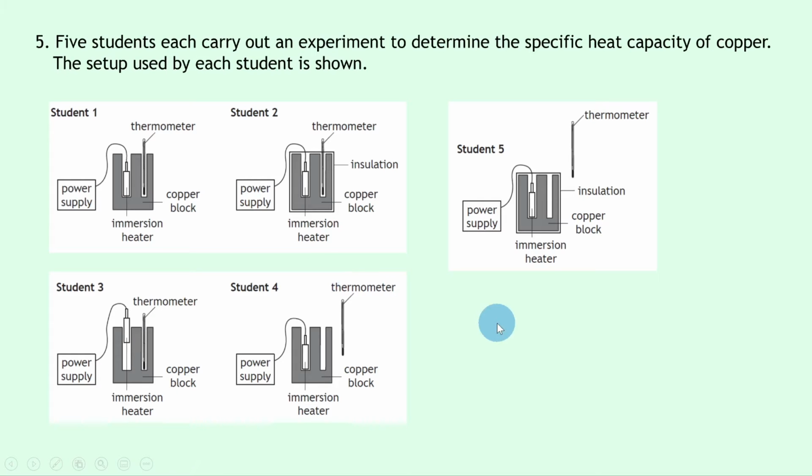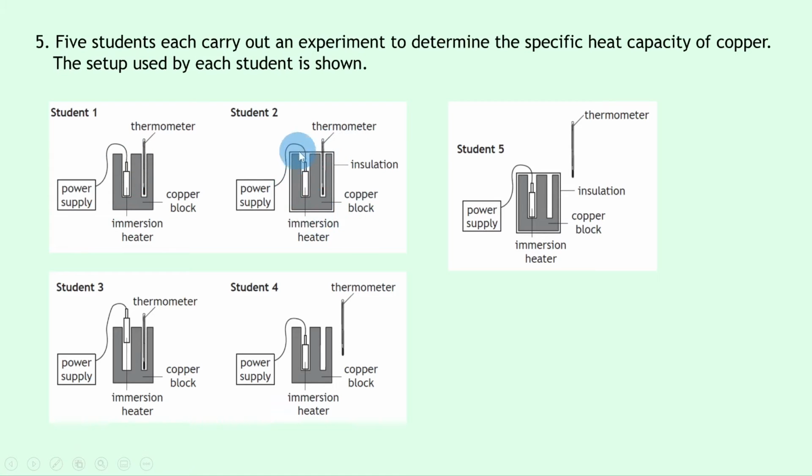Well, if we look back at the pictures here for the setups, we want to think about what is a good setup here and what is not so good. So if we look at student 1 first of all, the fact that there is insulation in some of the other setups like student 2 and student 5, for example, suggests that they are better because they're going to keep the heat in from the immersion heater. So for student 1's setup here, the heat from the immersion heater will be lost to the surroundings through here. So that's maybe not going to give the most accurate value.